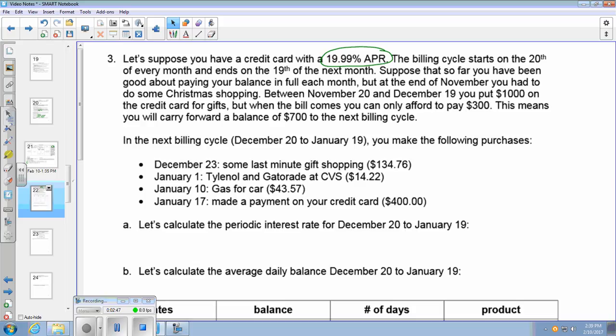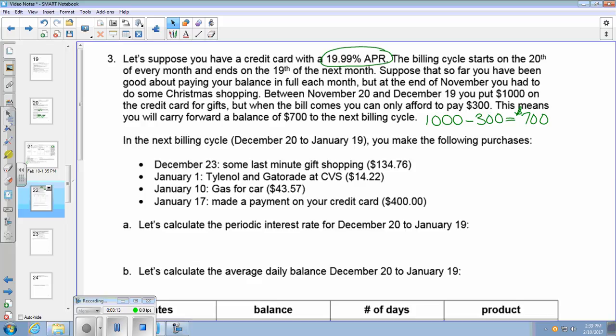So between November 20th and December 19th, you put $1,000 on your credit card for gifts, but when the bill comes, you can only afford to pay $300. This means you're going to carry forward a balance of $700 to the next billing cycle. Again, you had $1,000 on that card. You pay $300, that remaining $700 stays into the next billing cycle.